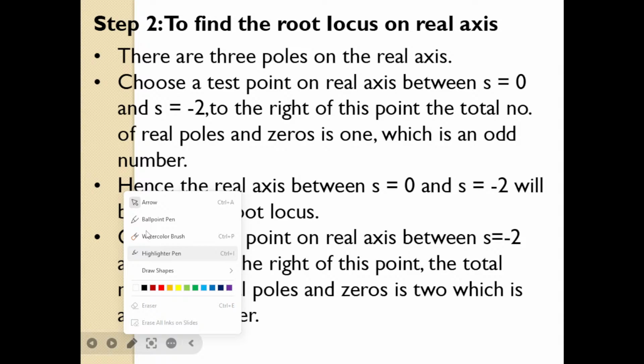If you are able to solve on your own, you just solve it, and you can tell me the breakaway points and all asymptotes. You can tell me the centroid. You can mention it in the chat box. If you are able to follow, you solve it and you tell me. I will conclude this class by 7:30.